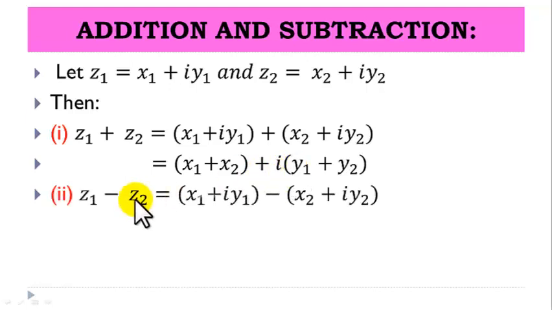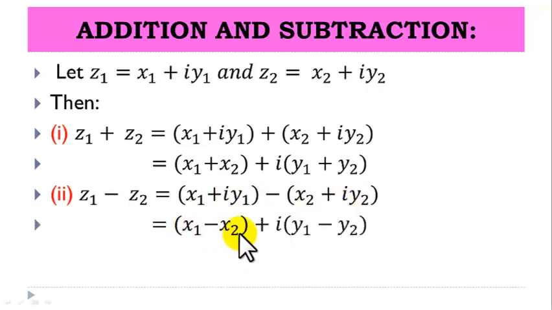2. z1 minus z2 is equal to x1 plus iy1 minus x2 plus iy2. Again, we subtract the real part and we also subtract the imaginary part to obtain x1 minus x2 plus i into y1 minus y2. Let us take an example on this.